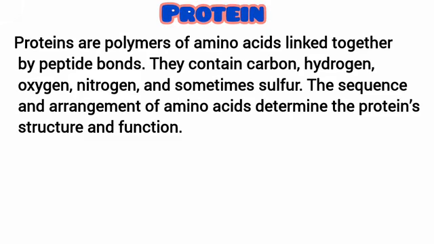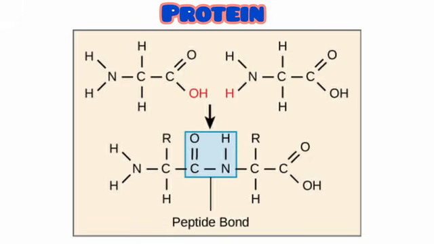Now, as I said earlier, proteins are polymers. They are made up of amino acid. Now, take a look at this diagram. The amino acids are linked together by a peptide bond. As you can see from the diagram, this is one amino acid. This is another amino acid. Now, take a look at this. This amino acid loses OH while the other loses H. Together, they lose water to form this peptide bond that you can see.